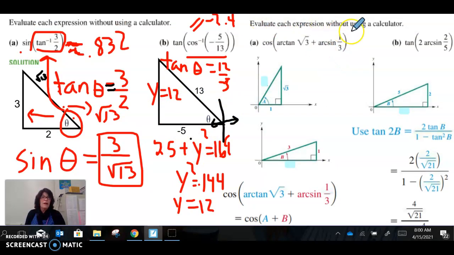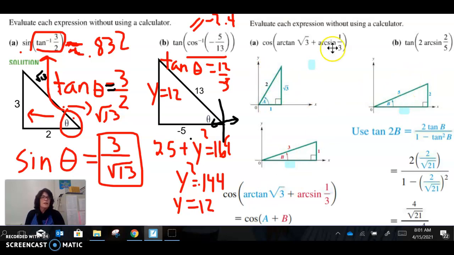Same thing here. Evaluate each expression without using a calculator. Arctan of the square root of 3. That means the tangent of what angle is the square root of 3. Maybe you remember what it is. If not, we'll draw an angle theta, or an angle A, in this case, that has a tangent of square root of 3. And when I do my Pythagorean theorem, I get this side to be 2.